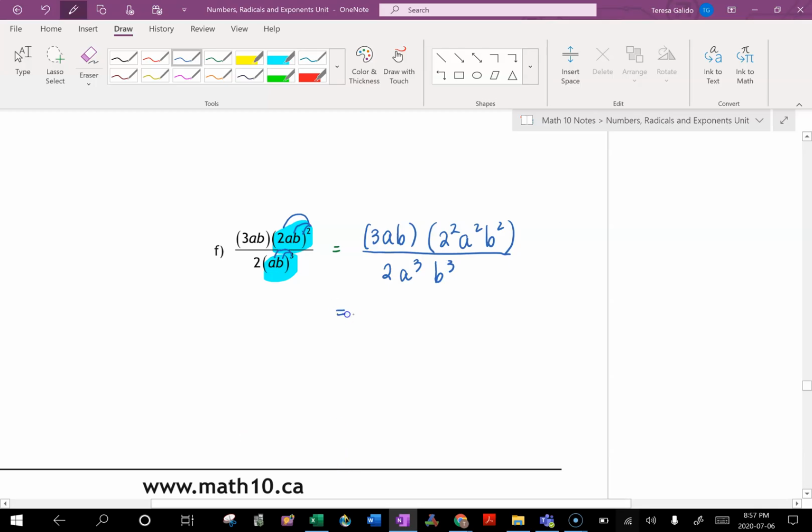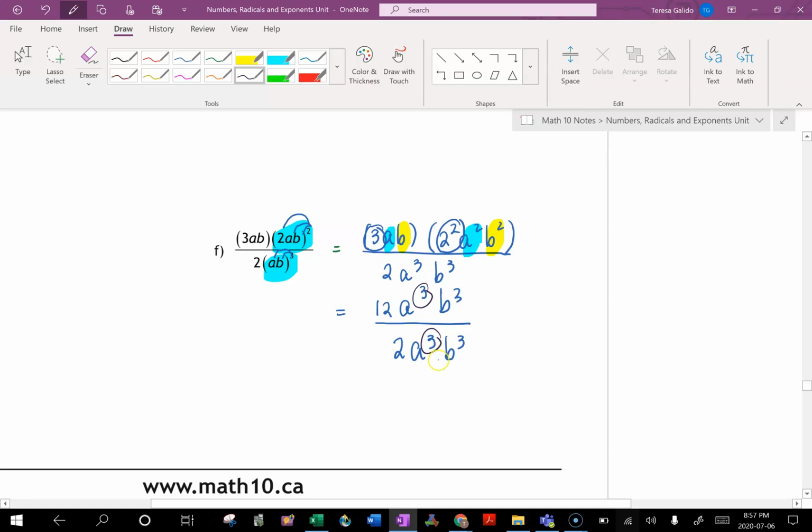And then we can put them together. This would be 3, and 2 squared is 4, so that's actually 12. And then we have a and a squared, so that is actually equal to a to the 3rd power. And then we have b and b squared, and that's also equal to the 3rd power, divided by 2a cubed b cubed.